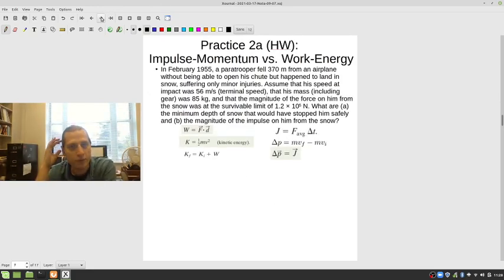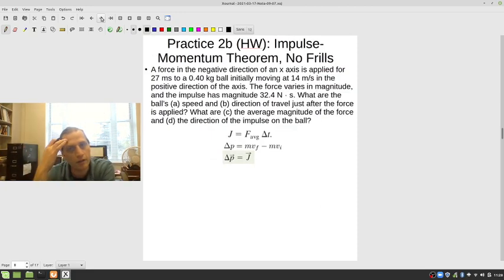Okay, so this problem, I think I did this at the end of the last video, so I'm not going to do this again. If you want to look at it, I think we already did this one. But the one that I want to just make sure that we understand is applying the impulse momentum theorem.